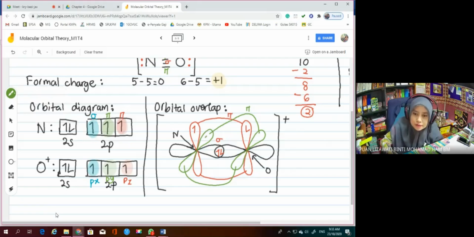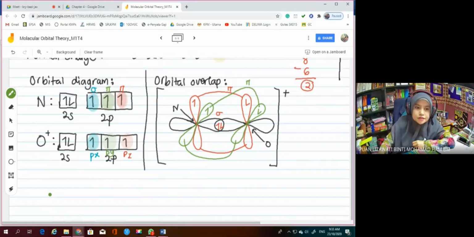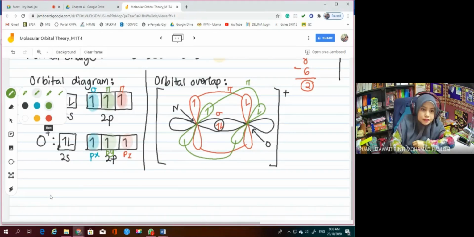Ini sepatutnya dalam dia kena spin up, spin down. Okay, selesai. Alright, so let's see kalau soalan tanya is about explanation, macam mana kita nak explain. Right, for example, you can write like this.